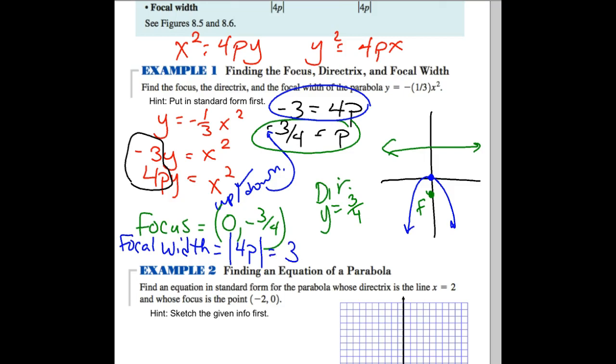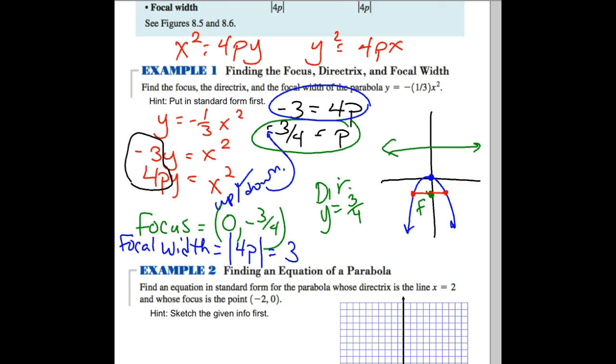Okay? Now, what that means is if I made a chord going through the focus with endpoints on the parabola, that would be 3 units long. So if I were to graph this, if I know where the focus is, could I split that and say, well, if the whole thing has to be 3, then I would go 1.5 spaces on each side? And then I'd have a couple points to help me get my shape for my parabola. Okay?